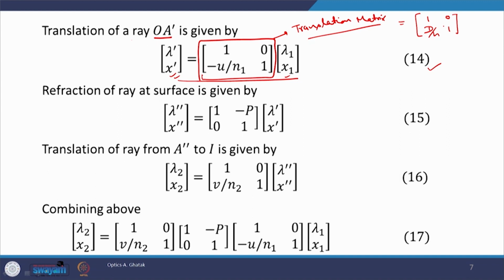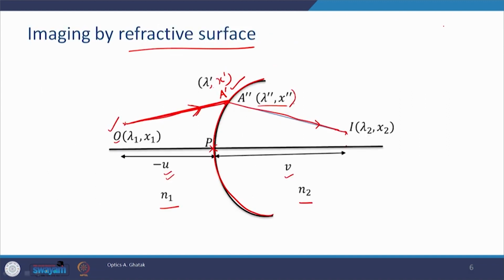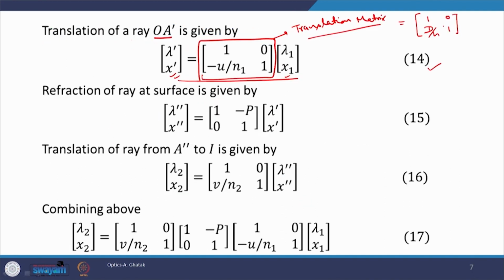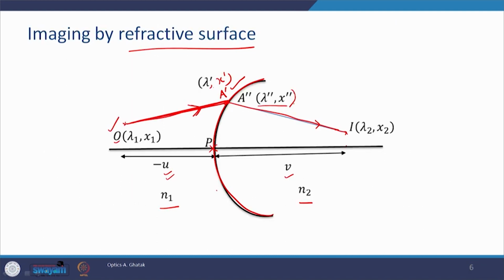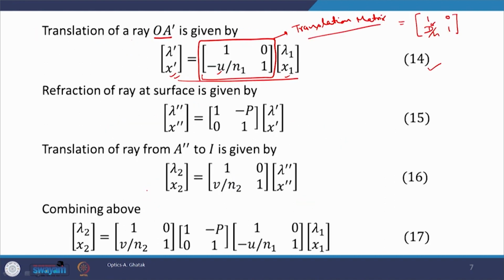Since the distance here between O and A prime is minus u, we will replace d with minus u, and therefore, instead of d by n, we have minus u by n1, where n1 is the refractive index of the medium. As stated before, on the left hand side of this curved surface, the refractive index of the medium is n1. Therefore, we replaced n in the denominator by n1, and d by n is written as minus u by n1. And this is this element here.